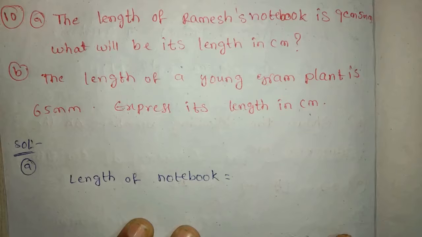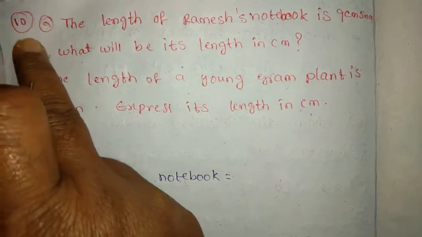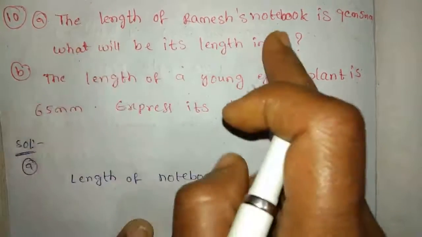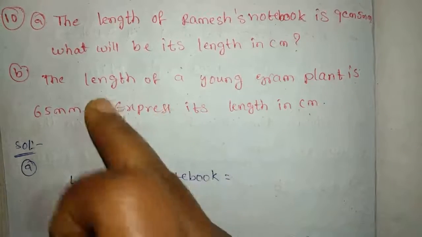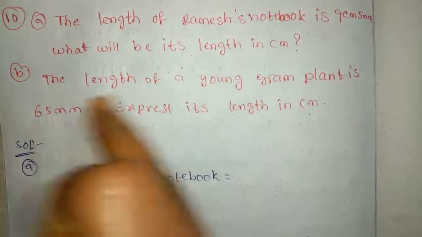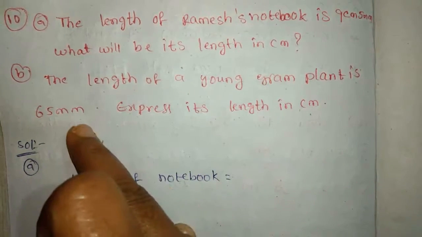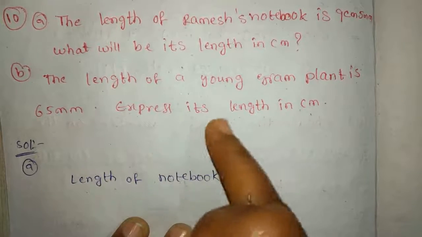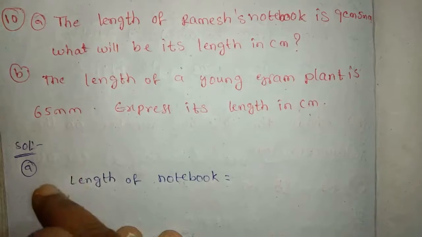Okay. Now let us see the next and last question, that is the 10th. A. The length of Ramesh's notebook is 9 centimeters and 5 millimeters. What will be its length in cm? And B. The length of a young gram plant is 65 mm. Express its length in cm.